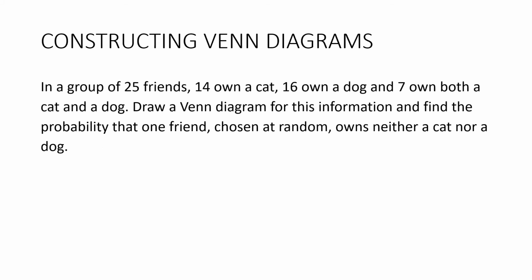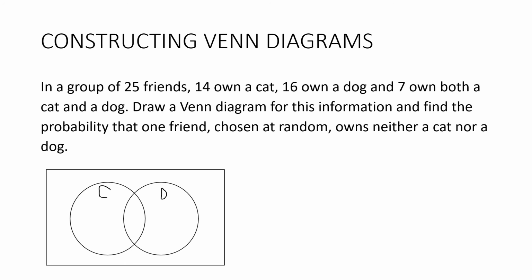Okay, here's another one, slightly different. In a group of 25 friends, 14 own a cat, 16 own a dog, and 7 own both a cat and a dog. Draw a Venn diagram for this information and find the probability that one friend, chosen at random, owns neither a cat nor a dog. All right, here's our blank Venn diagram. C for cat, D for dog. Now, we would like to start outside the circles, but we don't have that information. We've got 14 owning a cat, 16 owning a dog, and 7 owning both a cat and a dog, so we're going to start here. This 7 goes in here. Okay, so we've got the 7 in here.